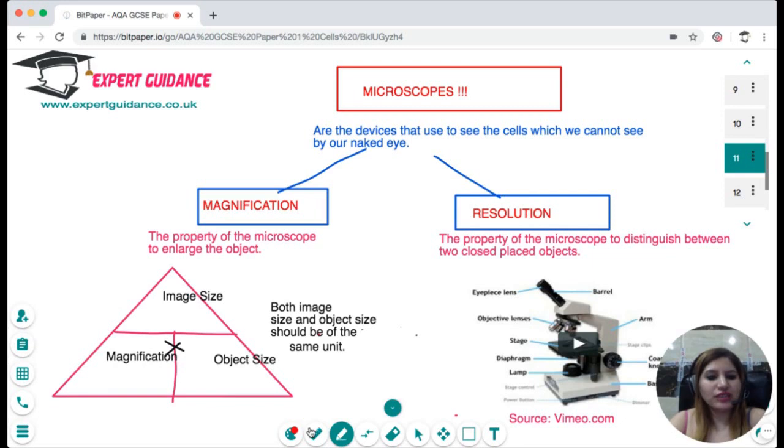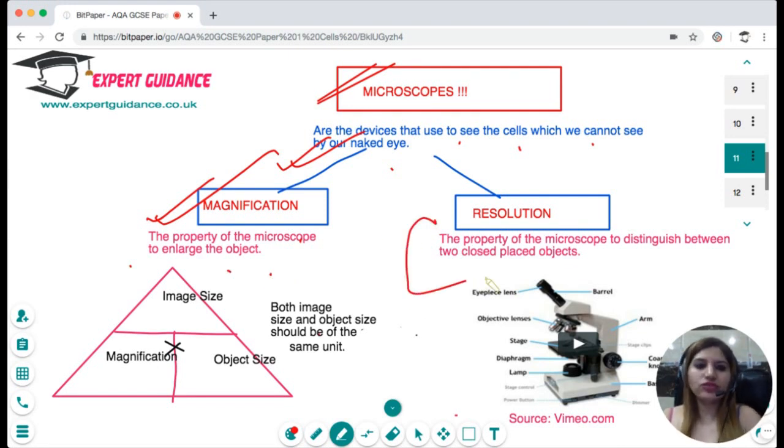Now the question comes in: the cells we cannot see by the naked eye. So we take the help of microscopes. Microscopes are the devices that are used to see the cells which we cannot see by our naked eye. There are two properties of the microscopes which are important, and you should know the definition of them. First is the magnification. Magnification is the property of the microscope to enlarge the object, and resolution is the property of the microscope to distinguish between two closely placed objects.